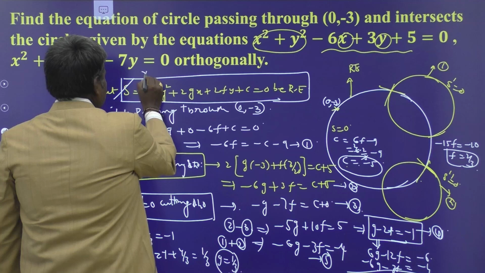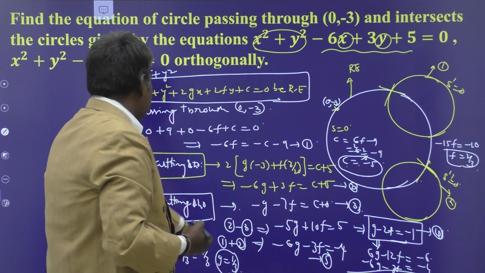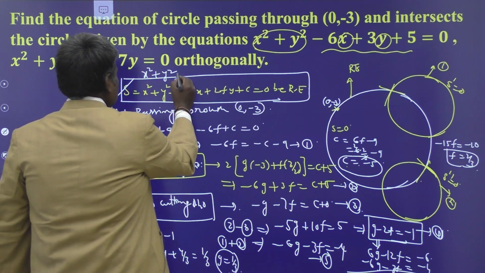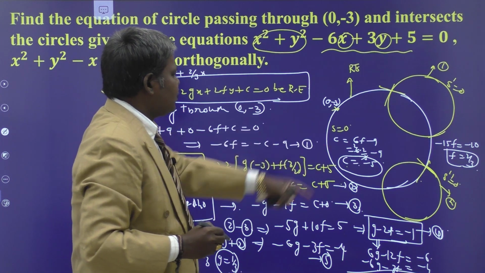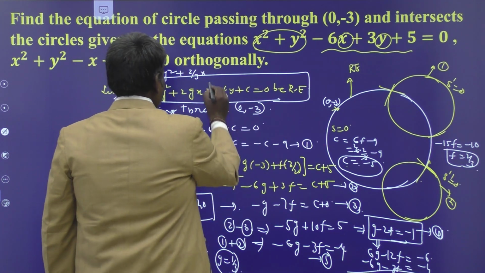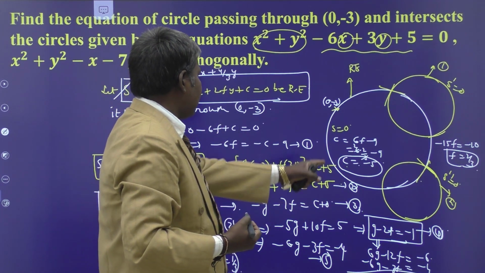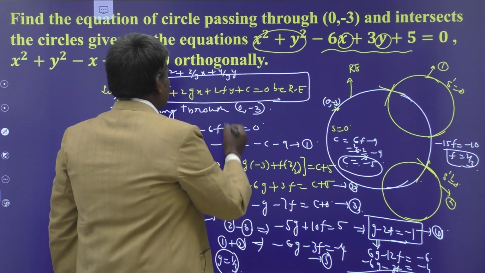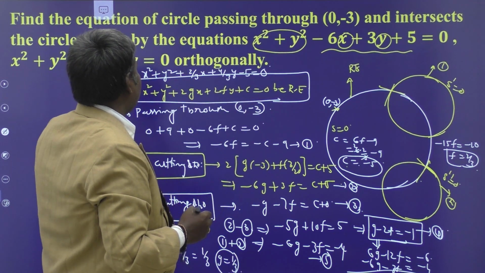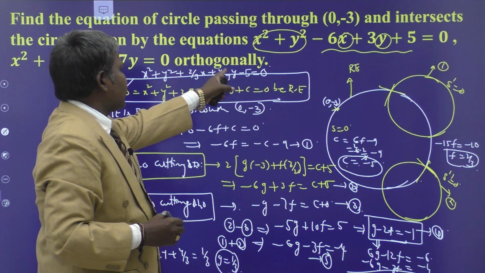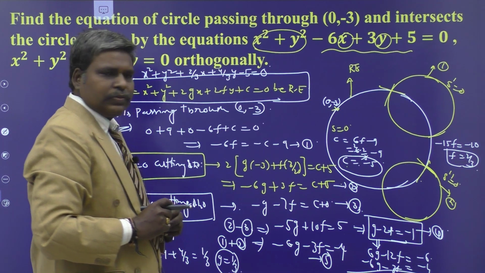Substitute here, what is the answer? X square plus y square, 2gx. What is your g value? 1 by 3 plus 2 by 3x. Plus 2fy, that is plus 4 by 3y. Plus c, what is your constant? C is equals to minus 5 is equal to 0. Or 3 times of x square plus y square plus 2x plus 4y minus 15 equal to 0. In this manner, we can crack this one.